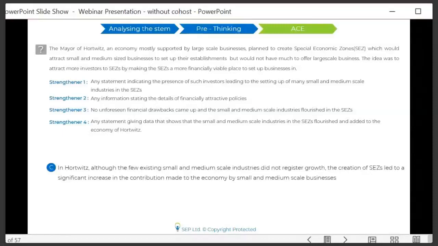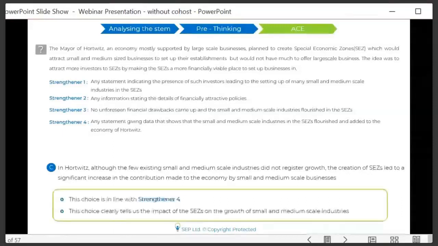Now, this choice is in line with Strengthener 4. How? This choice clearly tells us that the impact of the SEZs on the growth of small and medium scale industries was there. The existing small and medium scale industries did not grow, that is given in this choice. Yet the contribution made to the economy by small and medium scale businesses increased. So, which medium scale businesses are these? They are not the existing ones, but they are definitely the ones that were added by the addition of the SEZs. So, this can mean only one thing, that more and more small and medium scale businesses were set up in the SEZs. And therefore, this choice is the correct choice.